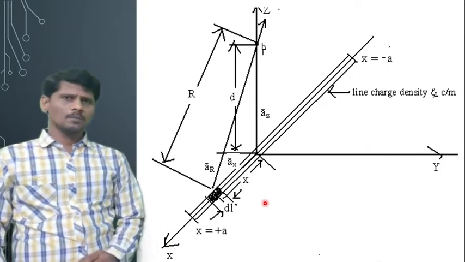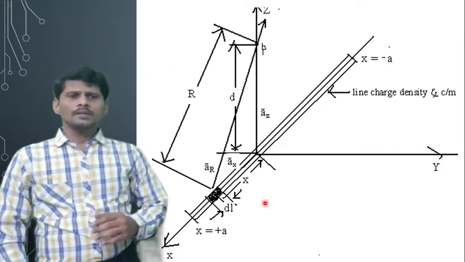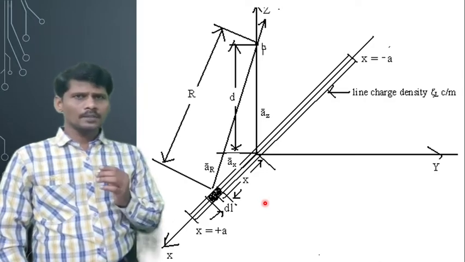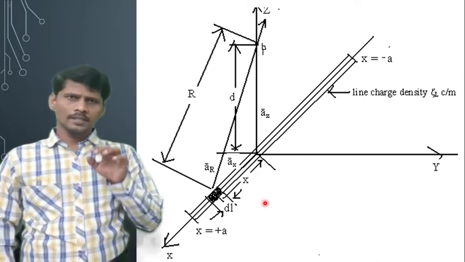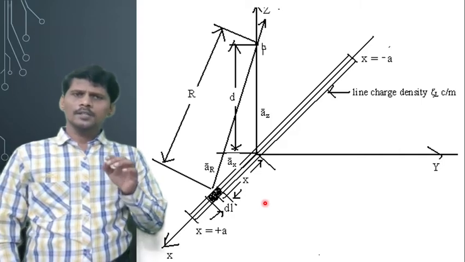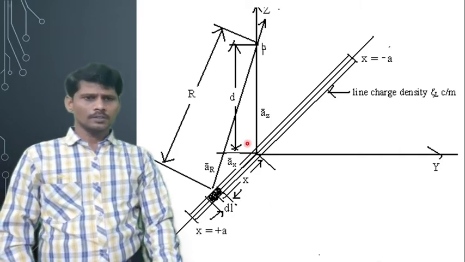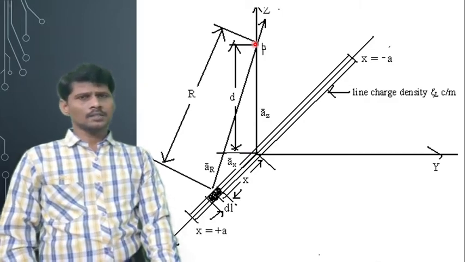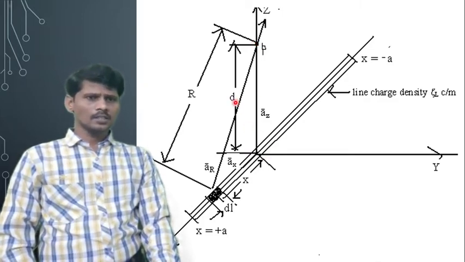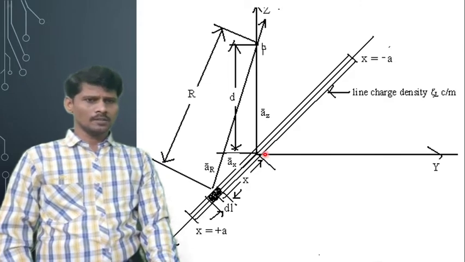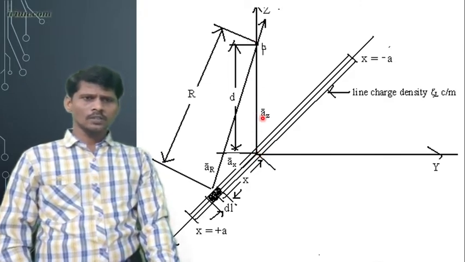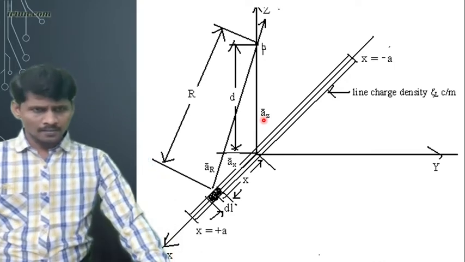In this example, from the given data, the electric field intensity is determined at a point P. That point P is located on the z-axis at a distance d meters from the origin. So this is the point P. This is the z-axis. Because of that, along this direction the unit vector is az bar.